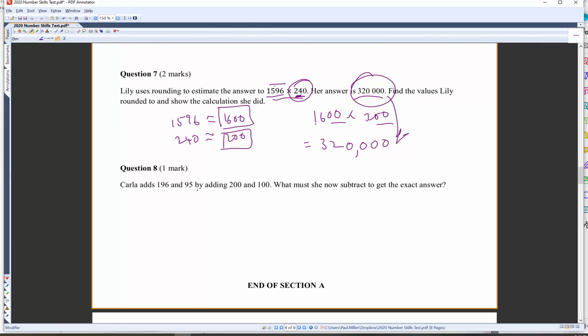All right, Carla adds these two numbers together by adding 200 and 100. So she would have got 300. This means 200 is 4 over that. 100 is 5 over that. There. So she's gone over by 4 and 5 in total. So she has to remove 9 to get the exact answer.